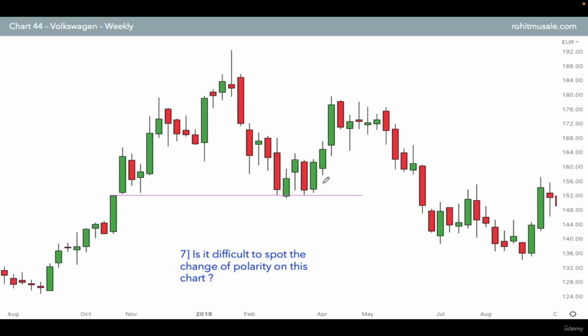Number 7, is it difficult to spot the change of polarity on this chart? I don't think it should be difficult to spot the change of polarity on this chart, because if you simply extend this line, and you see what is happening here, these two candles are making that same line a multi-tested resistance. So this was multi-tested support. This candle breaks that support and here it becomes multi-tested resistance. So it's not difficult to spot the change of polarity on this chart.